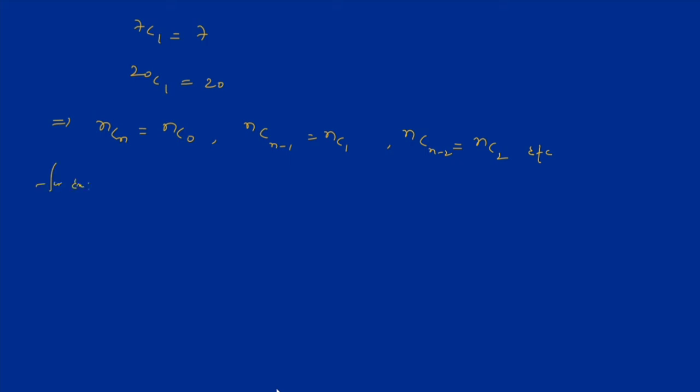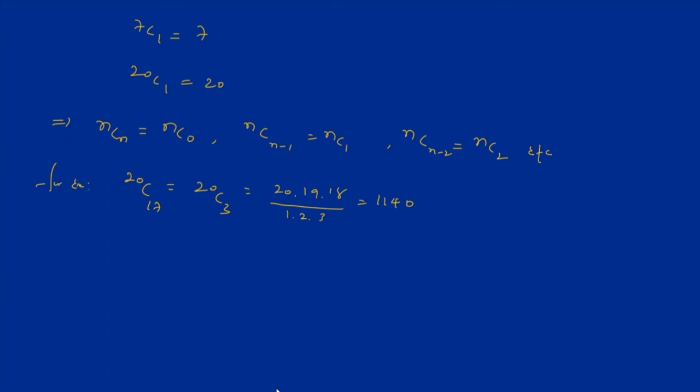For example, 20C17 is there. So what we can write it as 20C3, right? 20C17 can be written as 20C3, which is equal to 20 into 19 into 18 upon 1, 2, 3, which is equal to 1140, right?